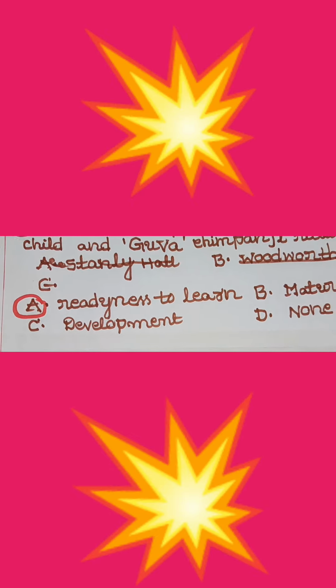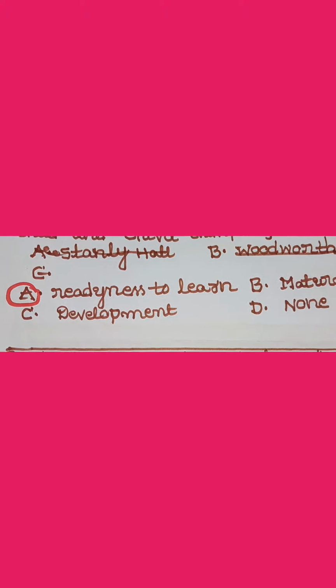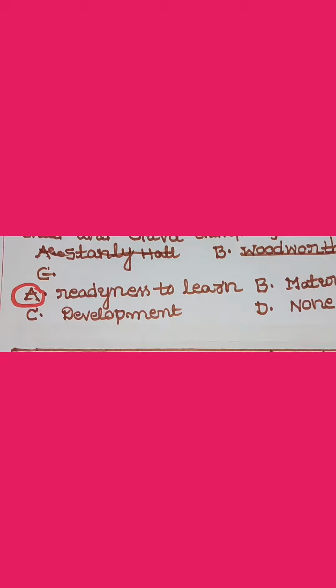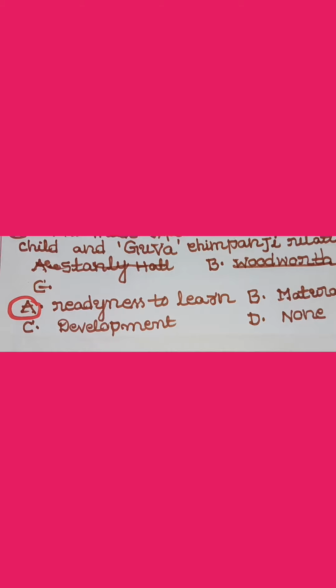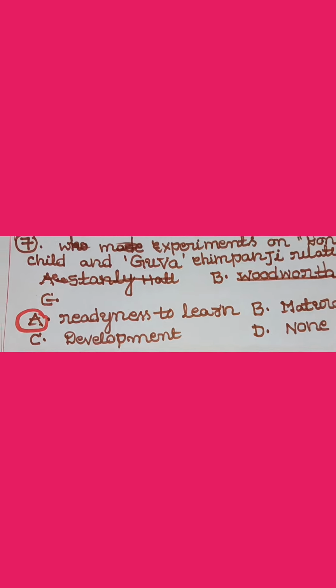Question number 7. Experiments on Donald child and Guva chimpanzee are related to: A. Readiness to learn. B. Maturation. C. Development. D. None. So here the answer is readiness to learn. Okay, and next question.